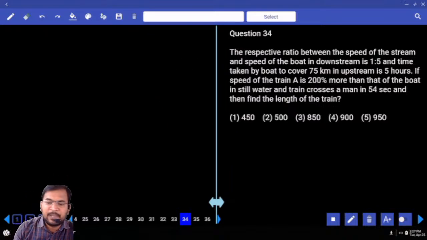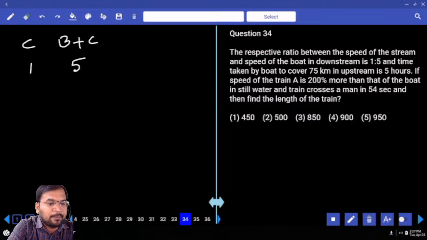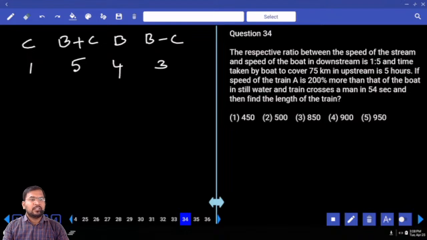See here, speed of the stream is C. Downstream speed is nothing but B plus C. That ratio is 1:5. B plus C is 5 parts, C is 1 part, then B is 4 parts. Then B minus C is how many parts? B minus C is 3 parts. Are you clear?